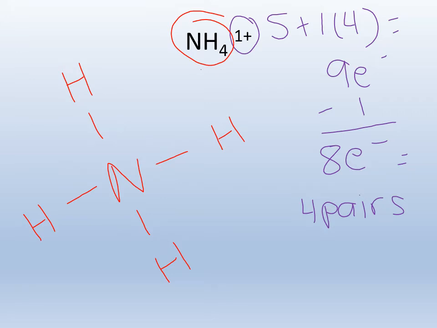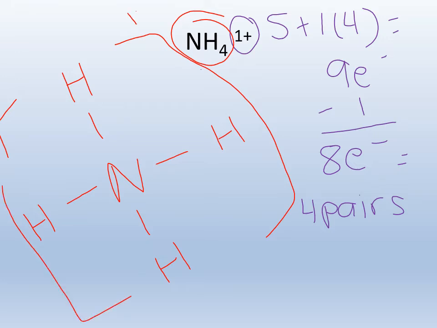And the only thing we add different is because it's got a charge, we're going to put it in brackets, which I drew mine kind of funny, and write the charge outside of it, 1 positive. That would be the correct way to draw the Lewis structure for ammonium.